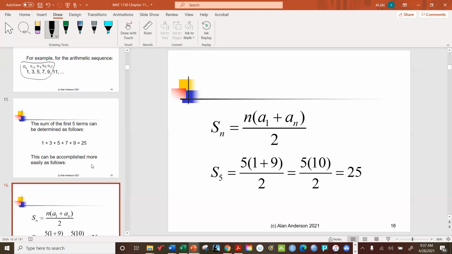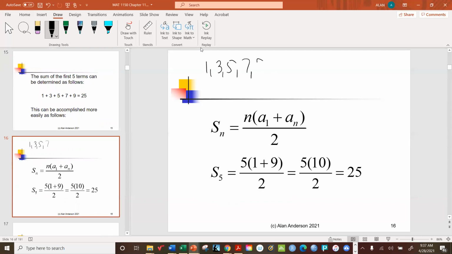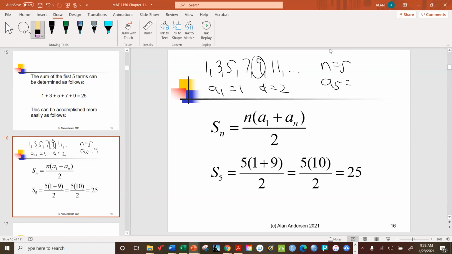So we know the sequence, just a quick reminder, the sequence was 1, 3, 5, 7, 9, 11. A1 is 1, D is 2. Oh, and by the way, because we're looking for the first 5, we need to note that A5 is 9. We do need it for our formula. And so now we plug in the numbers, 5 times 1 plus 9 over 2, and we end up with 25, which is just exactly what we expected.